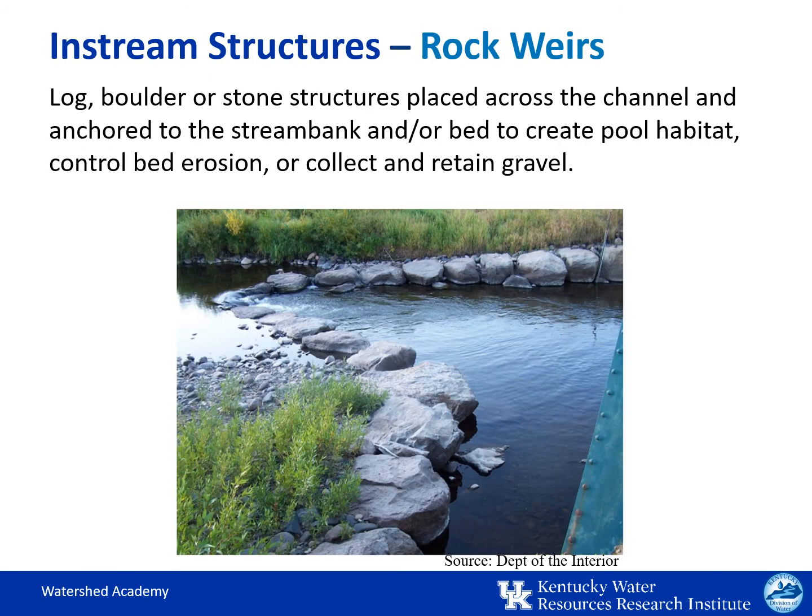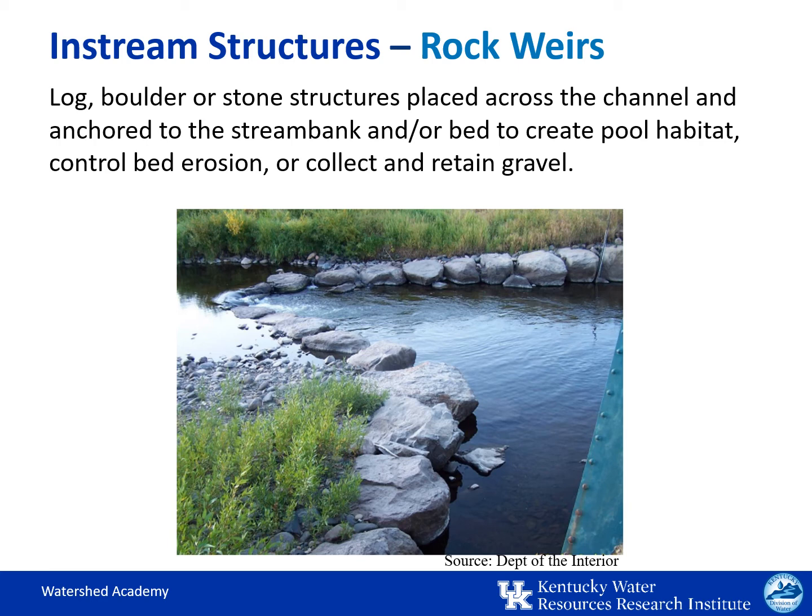Another in-stream structure is the rock weir. Weirs can be made from logs as well as boulder or stone structures, but they're placed across the stream channel in order to serve as a grade control to provide a variety of velocities while maintaining the bed load transportation in the stream. So in this picture, you see that the water is flowing from the left side of the stream to the right side.